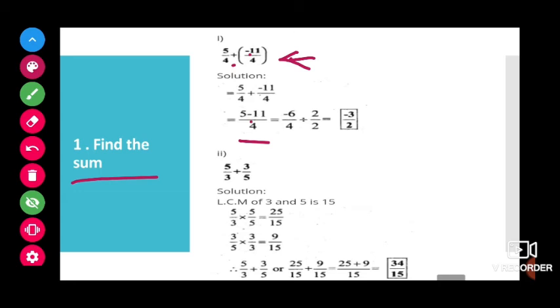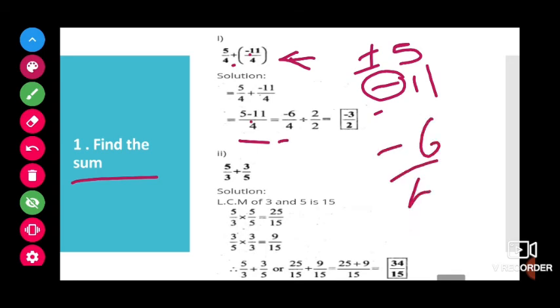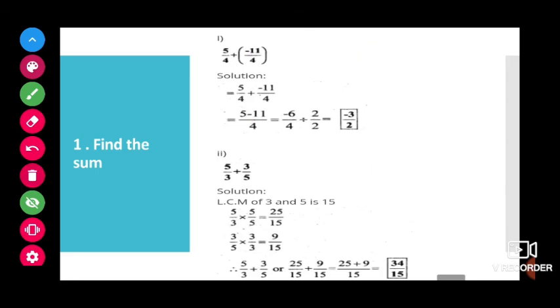That is 5 minus 11, plus 5 minus 11. Children, both have different signs, so we cannot add. We have to subtract the smaller from the bigger. 11 minus 5 is 6, and the bigger number's sign is minus, so we will get minus 6 by 4. We can make it a little simpler by cancelling with 2: 2 threes are 6, 2 twos are 4. So the answer is minus 3 by 2.